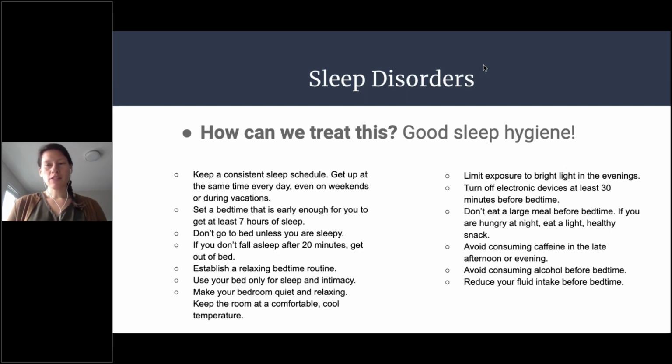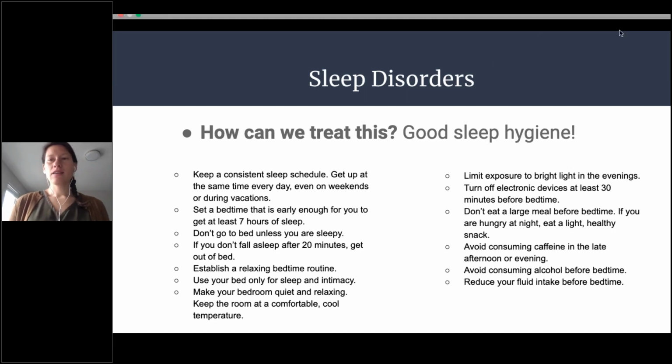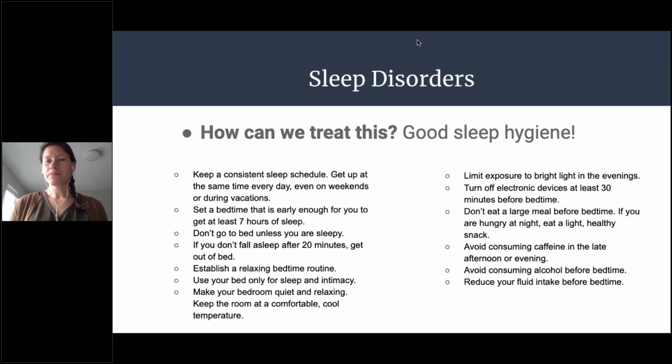You can have a relaxing bedtime routine. You should only use your bed for sleep and intimacy. You should not be watching TV in your bed. Try and make your bedroom quiet, relaxing, make the temperature comfortable. If you can, of course, we all have computers and phones, try to limit your exposure to bright light and electronic devices at least 30 minutes before bedtime. Don't eat a large meal before bedtime, and avoid consuming caffeine or alcohol or too many fluids right before bed, because of course then you're going to be getting up to urinate throughout the night.